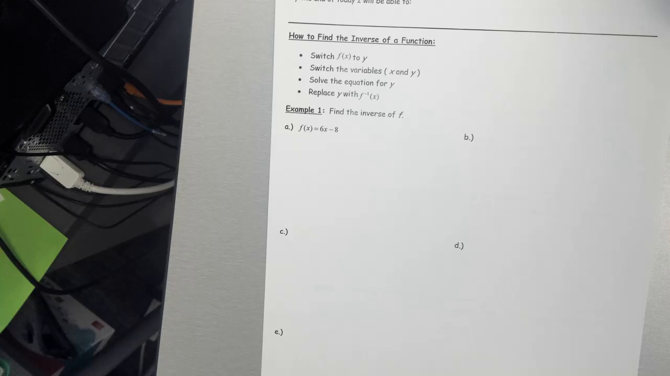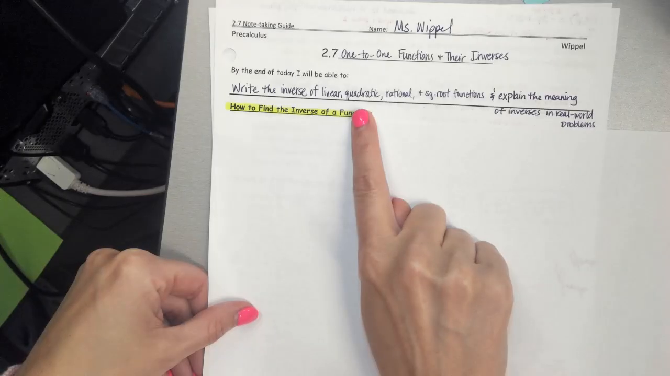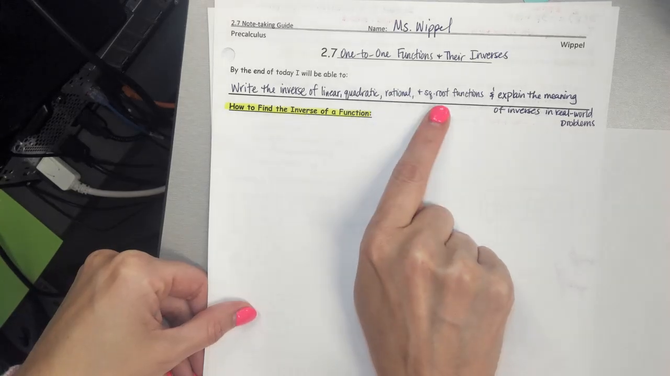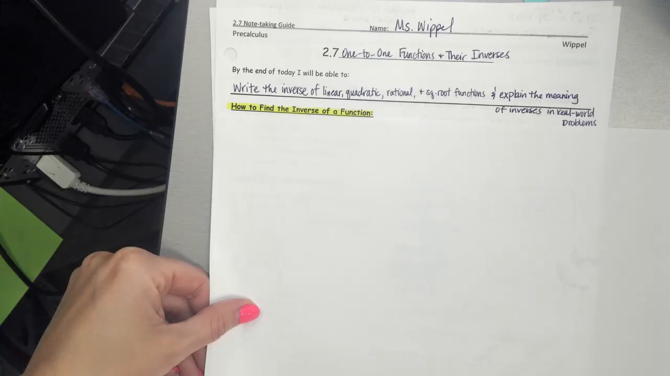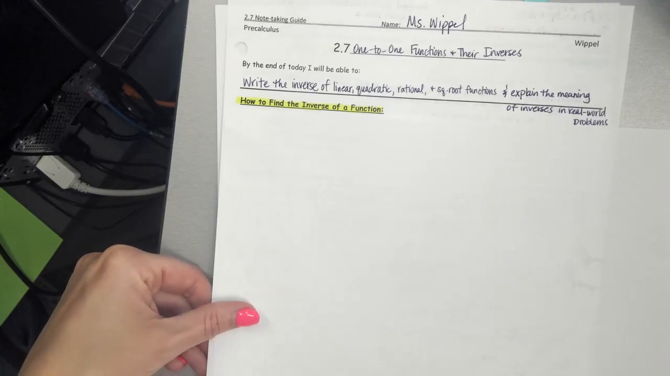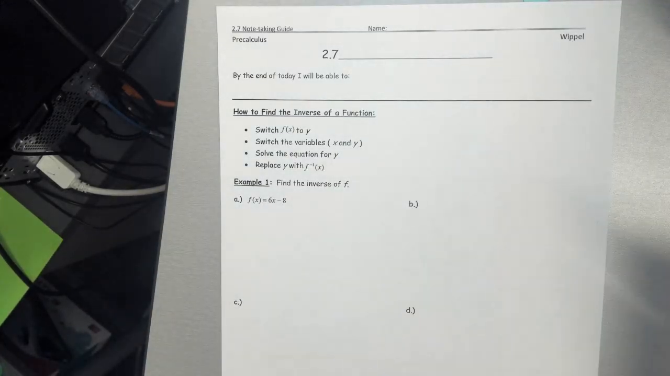All right, so in 2.7, we're going to look at these one-to-one functions and their inverses. When you are doing the inverses, linear is something you've done before, but we're going to extend this to quadratic, rational, and square roots. And we are also going to explain the meaning of inverses in real world problems. So the first thing we're going to talk about is how to find the inverse.